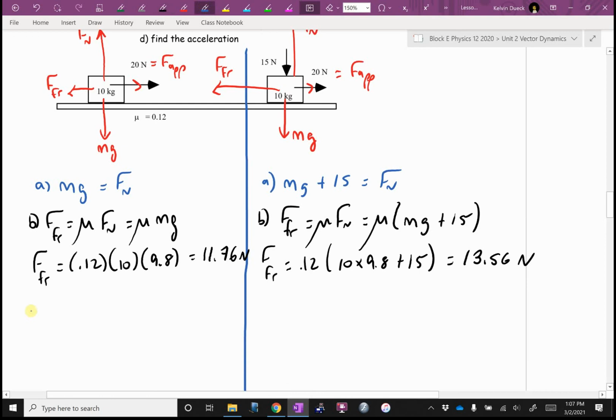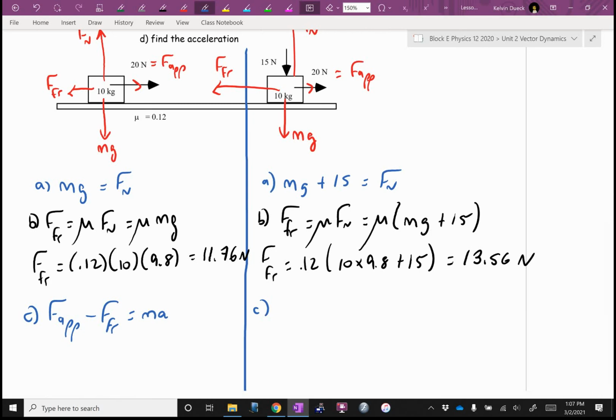C says, write a horizontal force equation. Manchand, what is my horizontal force equation? Who's winning? More specific, who's losing? Equals? So for the left-hand diagram, it's going to be F applied minus friction equals MA. What about the right-hand diagram? Who's winning?